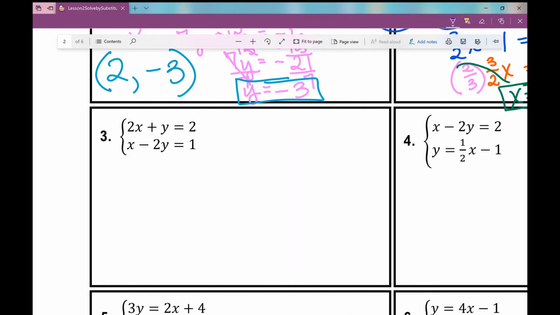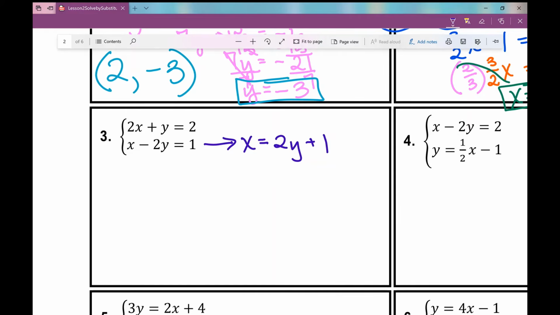By doing that, I'm going to rewrite it. x equals, I'm adding 2y to both sides. That's how I'm doing this. And I get x equals 2y plus 1. Okay, so I've solved for one variable. I've got one variable all by itself on one side of the equal sign.